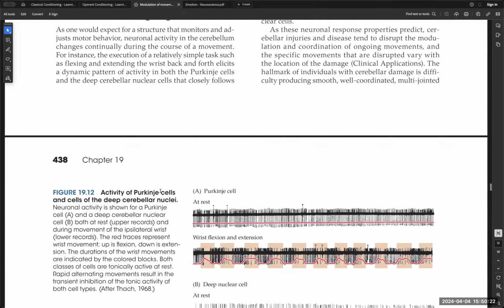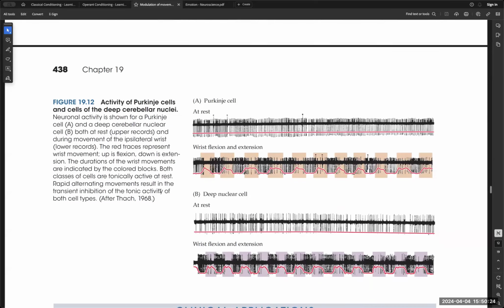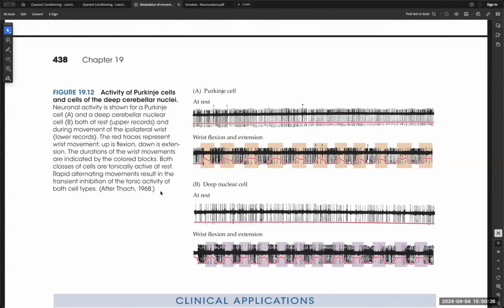we talked about how modulation happens in terms of error correction and movement. You can see a recording of the Purkinje cell and a recording of the deep nuclear cell. As you can see, when particular movements happen, particular muscles are activated. Of course, look at how the Purkinje cell at rest and the deep nuclear cell at rest are active; they're tonically active, we call it tonic activity. Okay? So based on that, we need to realize and understand how this works.